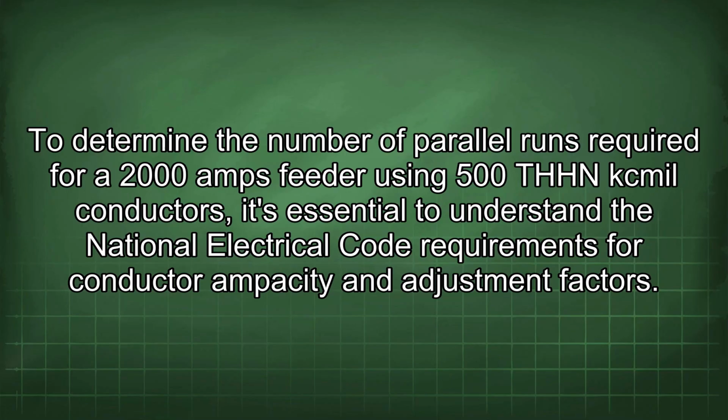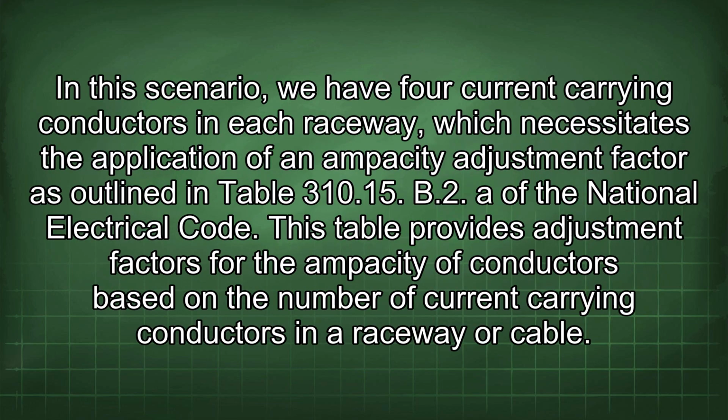To determine the number of parallel runs required for a 2000 amps feeder using 500 THHN kcmil conductors, it's essential to understand the National Electrical Code requirements for conductor ampacity and adjustment factors. In this scenario, we have 4 current carrying conductors in each raceway, which necessitates the application of an ampacity adjustment factor as outlined in Table 310.15 (V2) of the National Electrical Code.